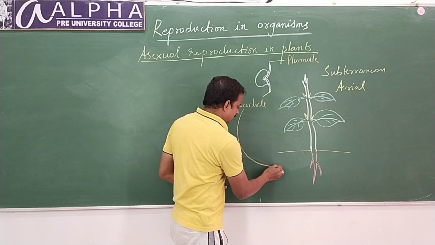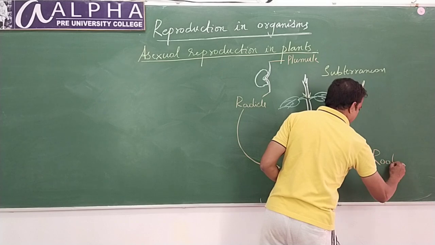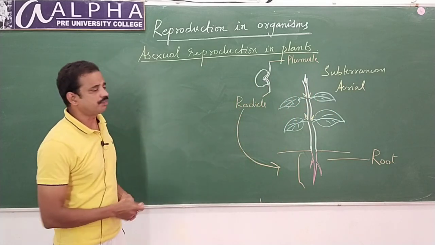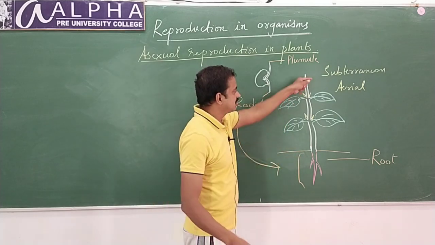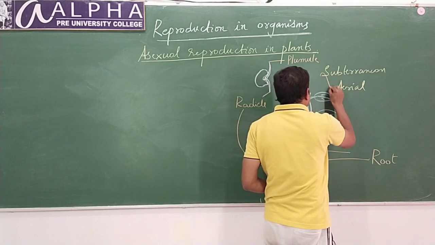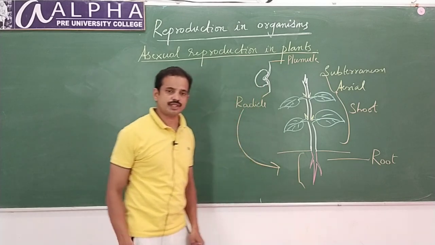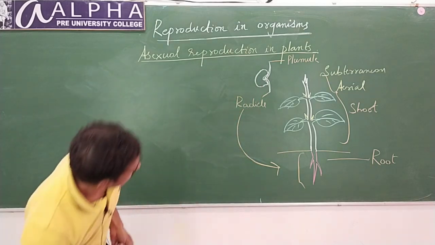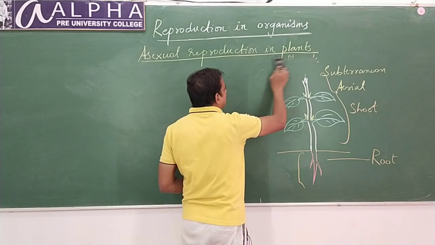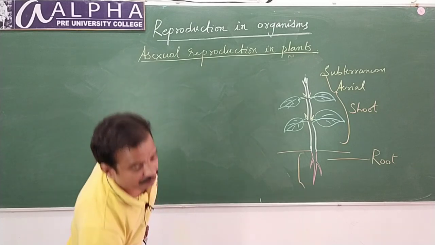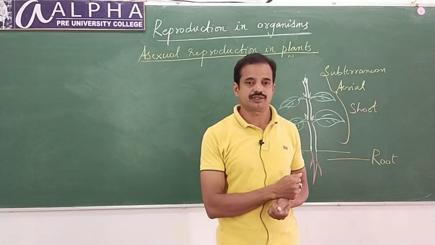And you know, students, the radicle gives rise to the root, which is subterranean. The upper part, the plumule, gives rise to all the parts present above the soil, that is the aerial part, which we collectively call the shoot. Root and shoot. So that's how the plant develops. Now it is very clear that the root develops from the radicle, and the shoot develops from the plumule of the embryo, students.